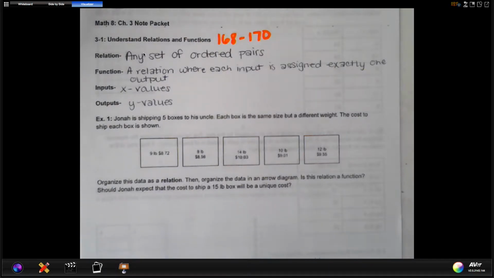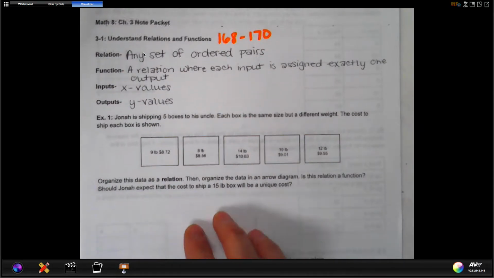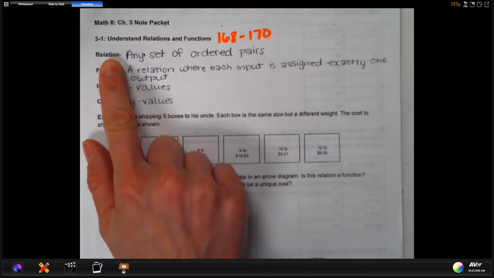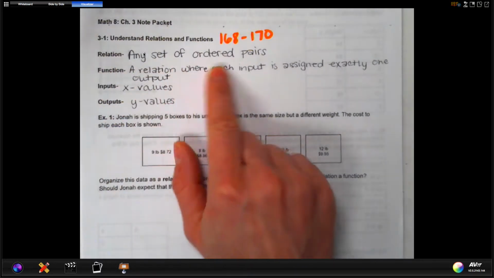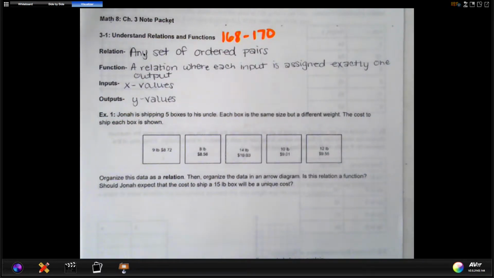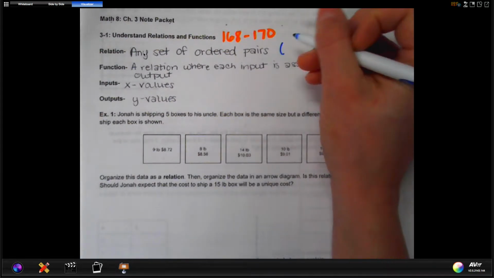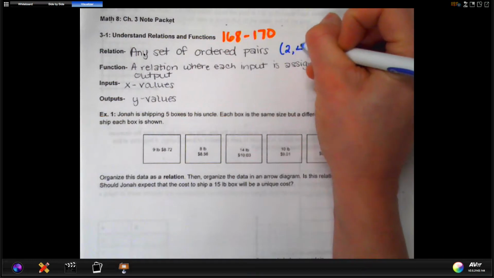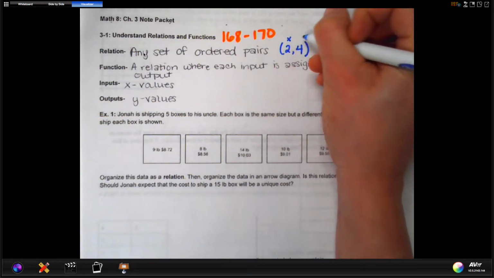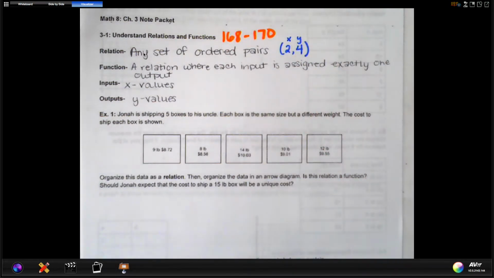Okay, so our first lesson is going to be understanding relations and functions. And so the first thing to do is to do our vocabulary. So what is a relation? A relation is any set of ordered pairs. So we know what ordered pairs are. They look like this, x comma y. So here's an example. 2 comma 4 would be an ordered pair. This is your x value, this is your y value. And a relation is any set of those.